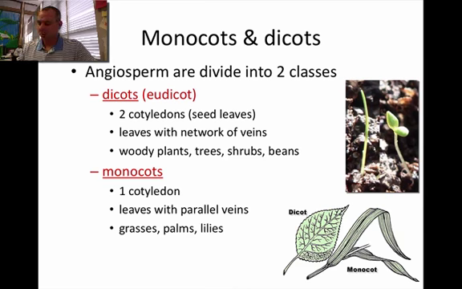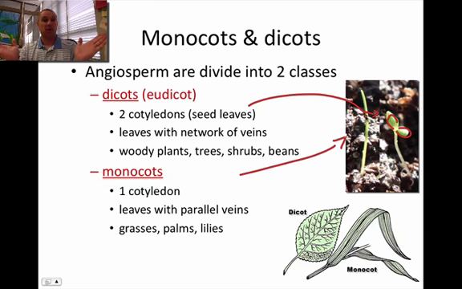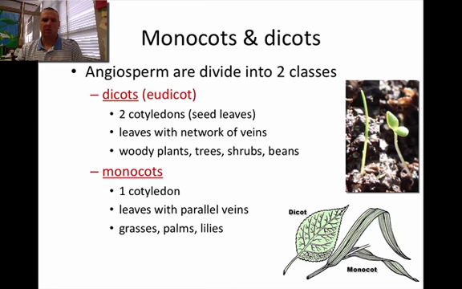Now, an example is over here on the right. This seed leaf is only one seed leaf. This is an example of a monocot. This one has two seed leaves. This is an example of a dicot. So a dicot has two cotyledons, and that would be like your beans most oftentimes. Your monocot is going to have one single one, and that's like your corn or your grasses. So there's two classifications of angiosperms, of these seed leaves.